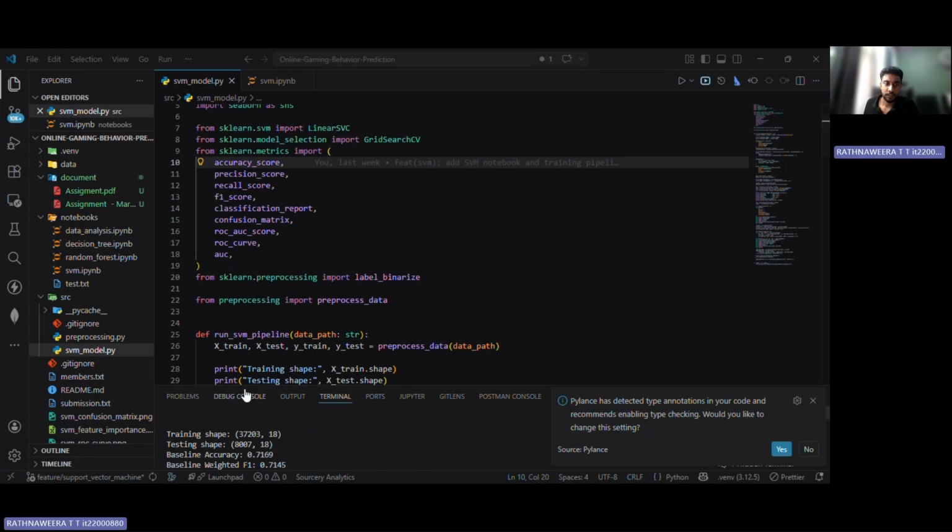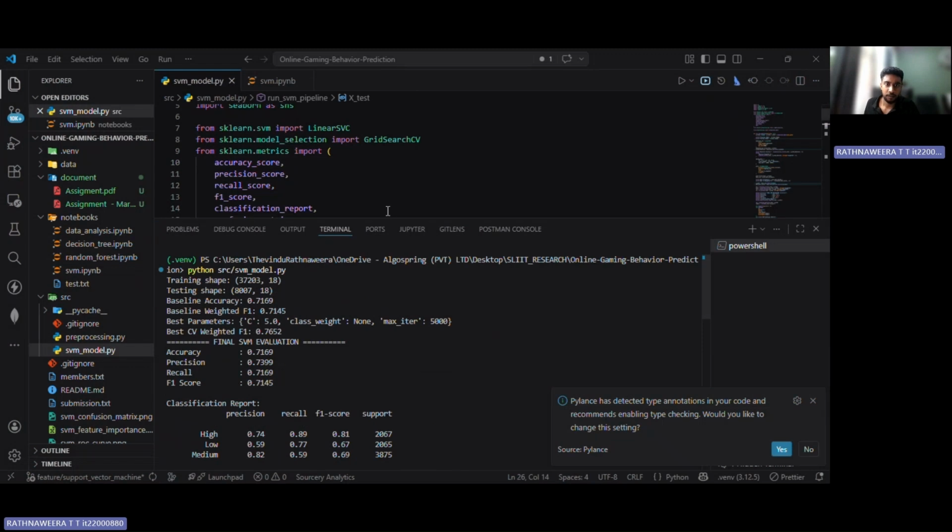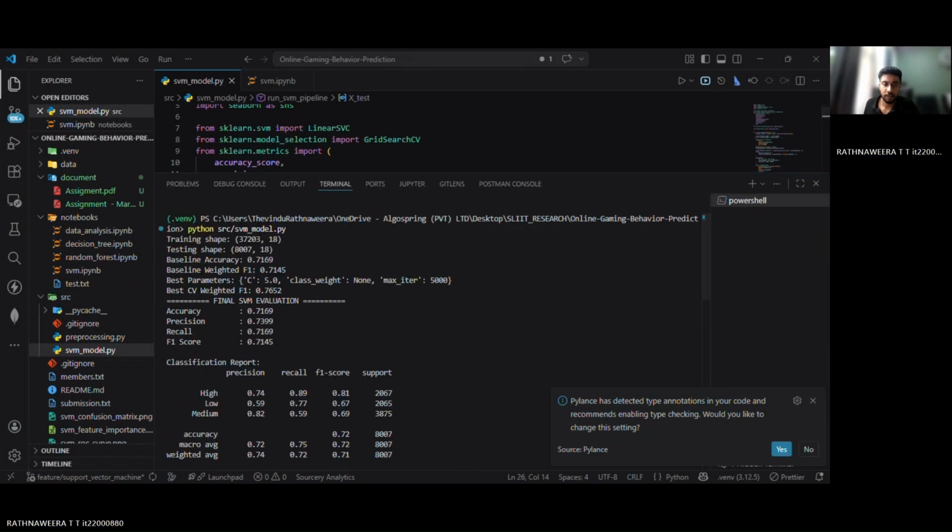Also, you can see the training data shape in my terminal. So this is the training shape from my terminal. The classes we are predicting are high, medium, and low. Also, after training and testing, here's how accurate my model is.